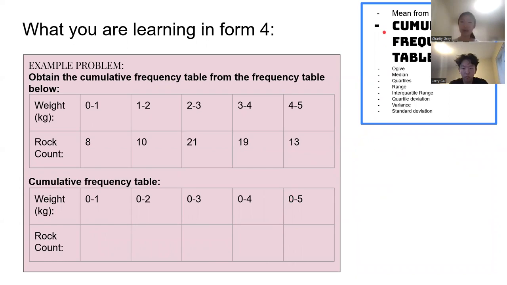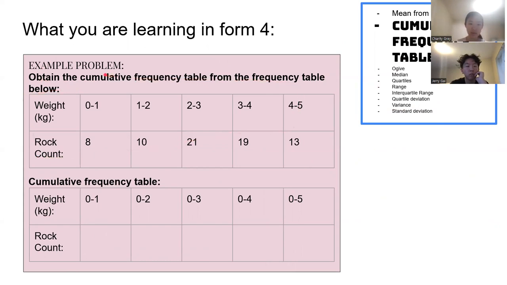The next thing you'll be expected to learn in Statistics 2 is cumulative frequency tables. This is a really simple table. This is simply an important thing you'll need to know for the later on concepts. So make sure that you are very confident about this, but this is very quick to learn. So an example problem would be obtain the cumulative frequency table from the frequency table below.